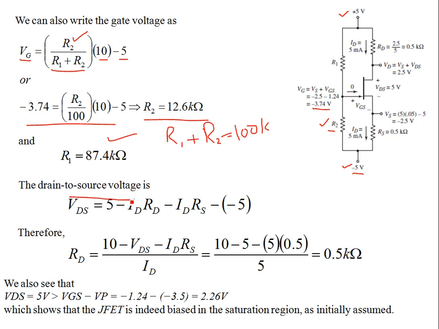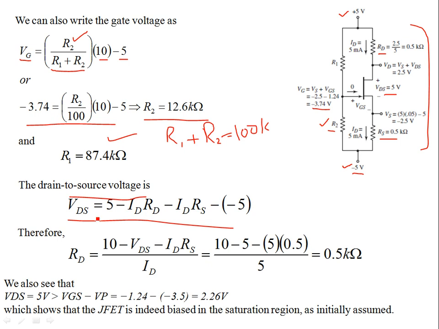Now the drain source voltage can be obtained from the KVL. If you apply the KVL at this output loop, you can write 5 minus IDRD, the drop at this resistor, then you have the drop VDS, then another drop at RS, which is 0.5 kilo ohms, and then the difference of minus 5.